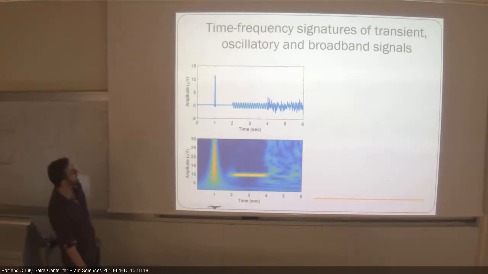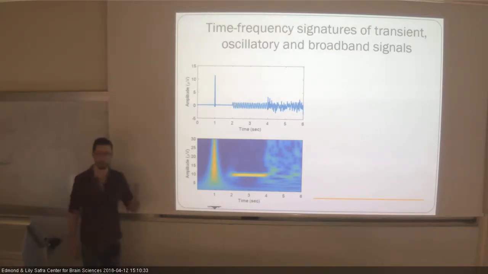So the middle one is clearest in the time frequency representation. When we do a wavelet transformation, we get this clear increase in narrow band power, okay, because there's power in 10 hertz, but there's much less power in 11, 12, and 13 hertz, for example.